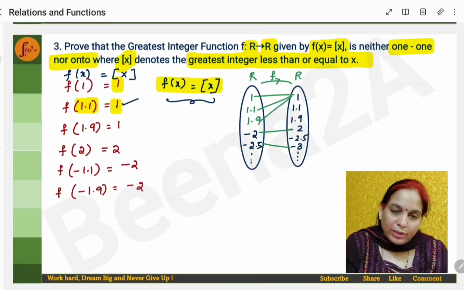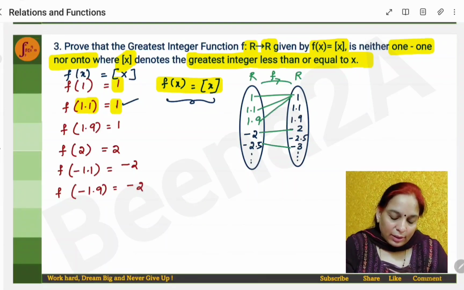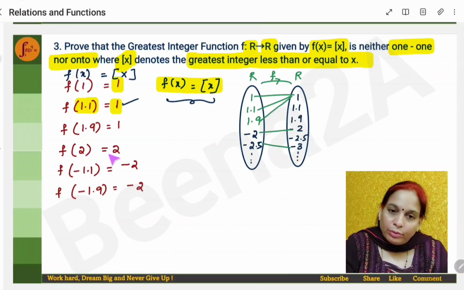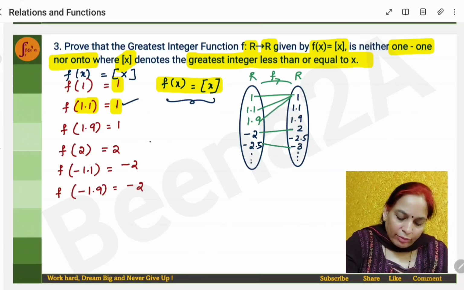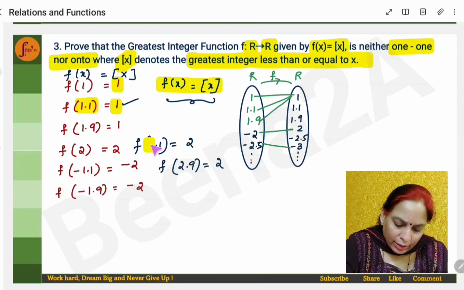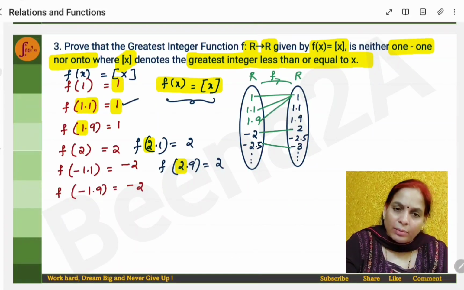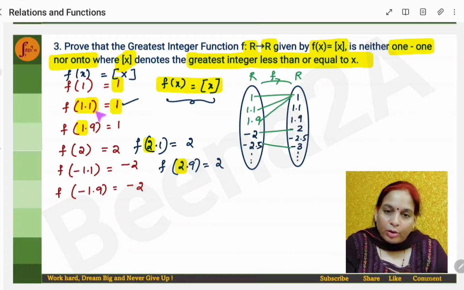So it should be an integer. It cannot be a decimal. If I have 1.9, then the integer is 1, right? If I have 2, it's going to be 2. If I have 2.1, then it's going to be 2. If I have f of 2.9, then it's going to be 2. So basically you only take this integer number. This is for positive numbers.